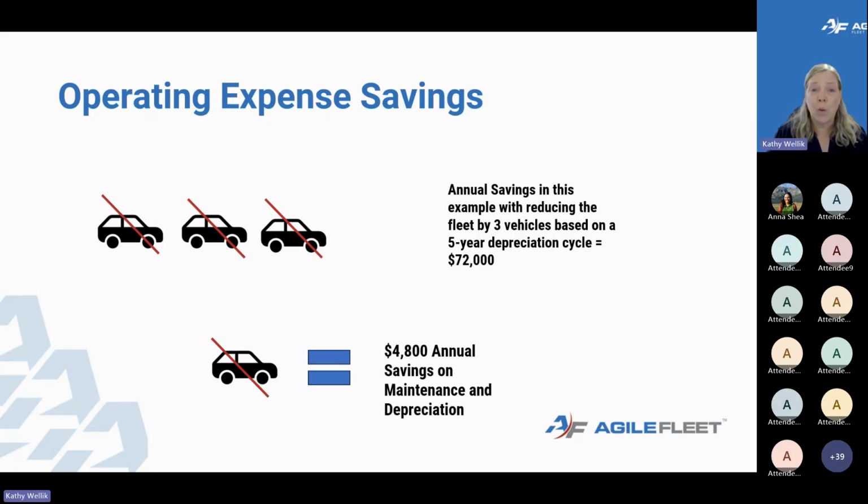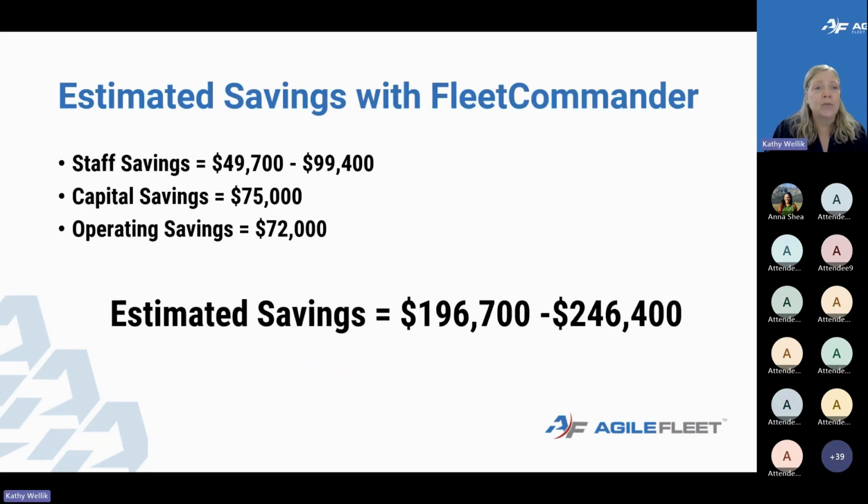So all the oil changes, all the insurance, all the renewals and so forth for your license plates. You add all that up, it's typically around $4,800 annually on savings, maintenance, and depreciation that you're saving per vehicle. So that's an additional operating expense that you're saving. So with that, if you add up all that savings, your staff savings is anywhere from 49.7 to 99.4 in this example that we used.